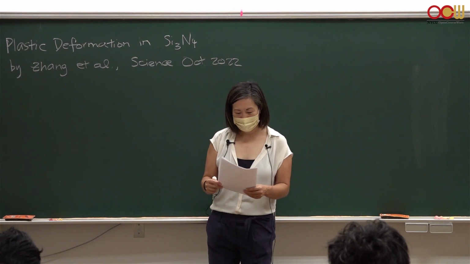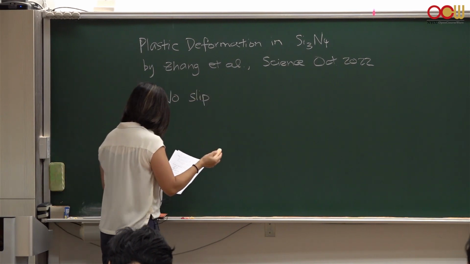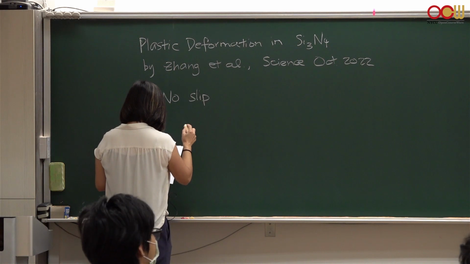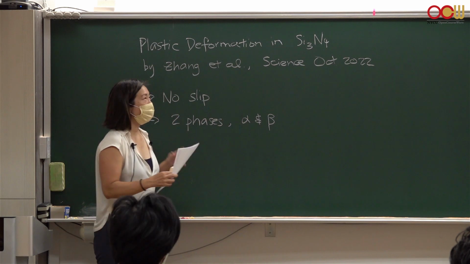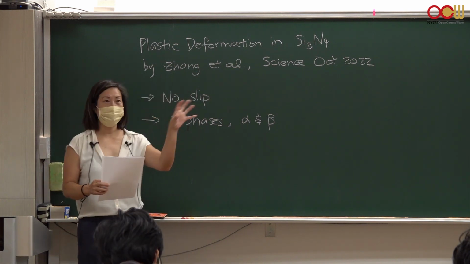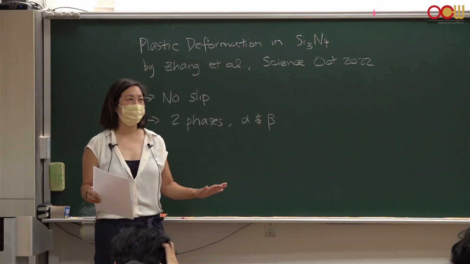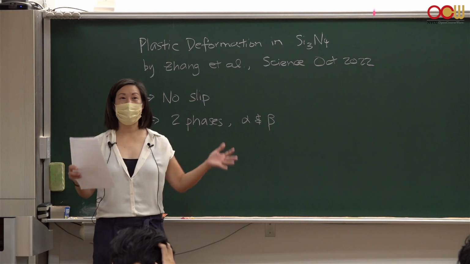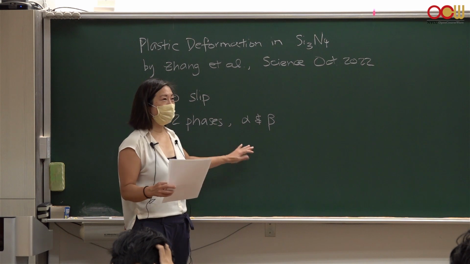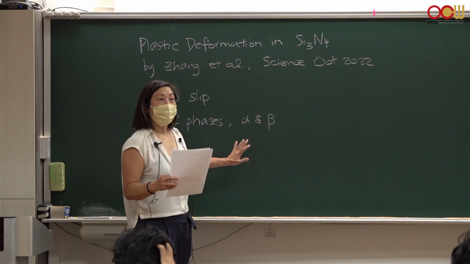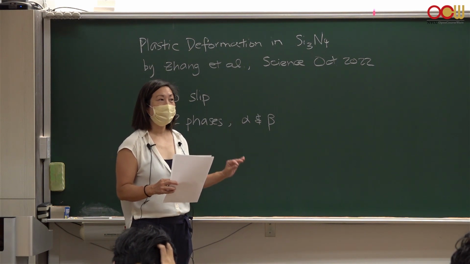So what happens is that instead of slip, so there is no slip in this material, what it has instead is two phases, alpha and beta. Phases are crystal structures, the way the atoms are aligned. They're quite complicated to draw, so I'm not going to draw alpha and beta, but if you look at the paper, it does have a schematic of what alpha looks like and what beta looks like. So silicon nitride has two phases, alpha and beta. They are different crystal structures, but have very similar lattices.